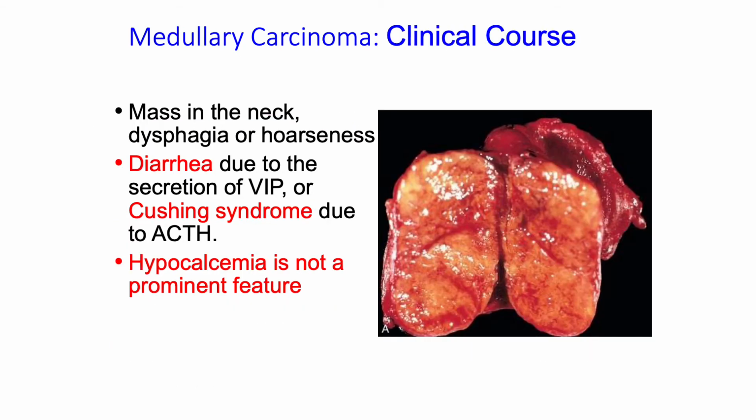Clinically, it could present as an infiltrative lesion and as a mass in the neck with compression of adjacent structures causing dysphagia or hoarseness of voice. Due to the presence of ectopic secretions of various hormones, Cushing syndrome can result due to ACTH elaboration, thereby causing cortisol release. Secretion of VIP can cause diarrhea.